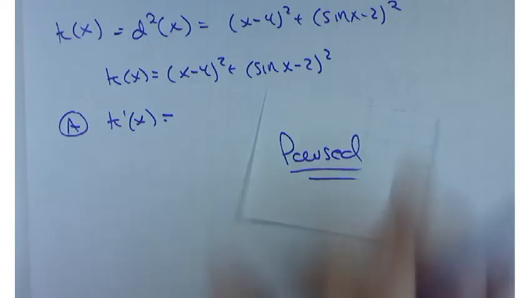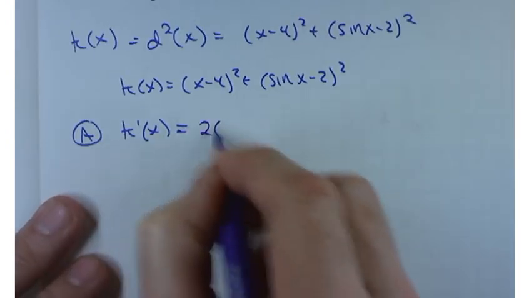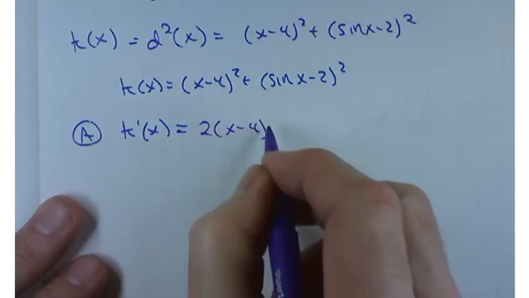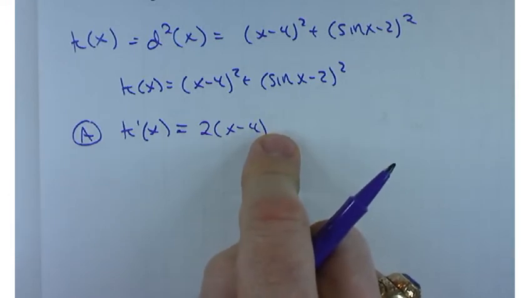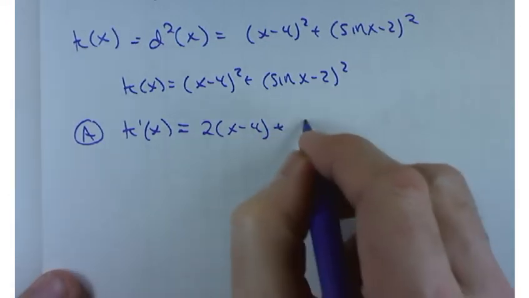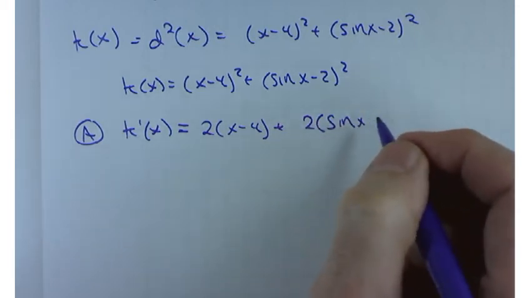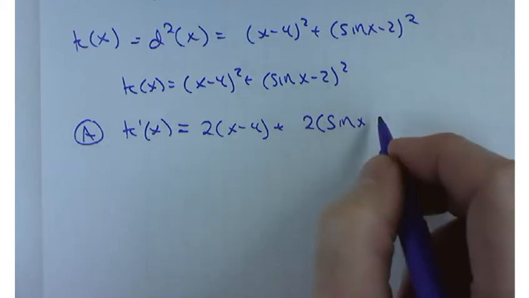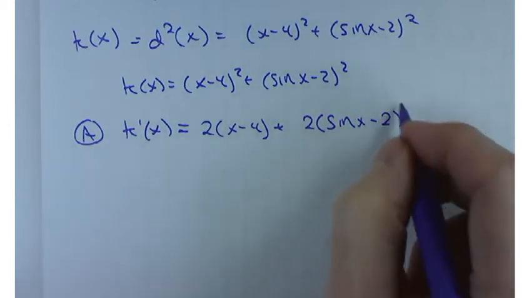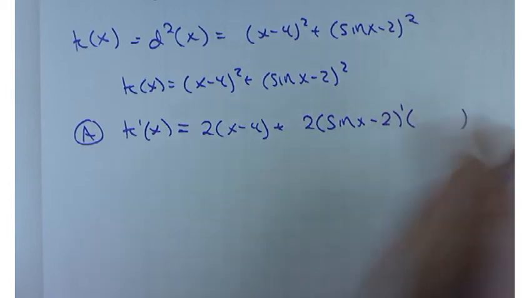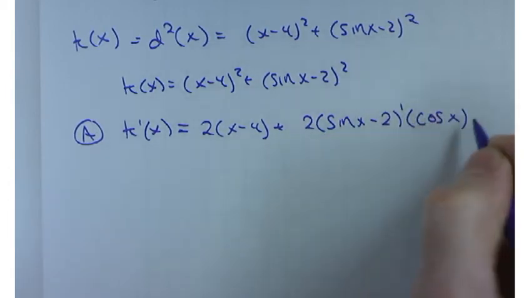All right. So the derivative here is going to be the derivative of the outside, which is 2 times x minus 4, times the derivative of the inside. What's the derivative of the inside? 1. Good. Plus 2 times sine of x minus 2. That's the derivative of the outside. What's the derivative of the inside? Cosine. Well done. Cosine of x.